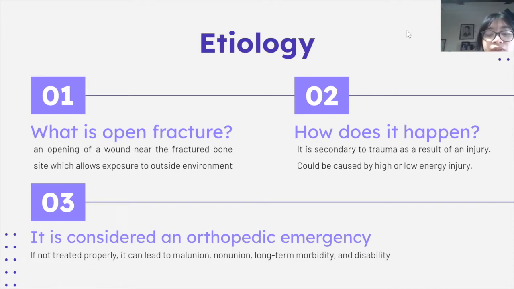The severity of the trauma and open fracture depends on the level of energy involved in the mechanism of injury. It is considered an orthopedic emergency because they are often associated with other life-threatening conditions and could also pose other risks such as soft tissue crushing, wound contamination, neurovascular injuries, and also skin degloving. It is highly possible for these conditions to make them more likely to have complications. If an open fracture is not treated properly, it can lead to malunion, non-union, and even long-term morbidity and also disability.